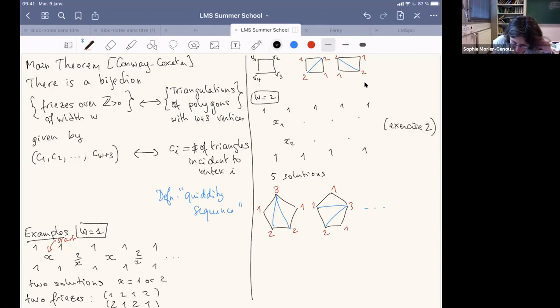In terms of x1, x2, this means that the possible values for x1, x2 are 1, 1. So here's somehow the answer for the exercise 2: 2, 1, 2, 3, and 3, 2.